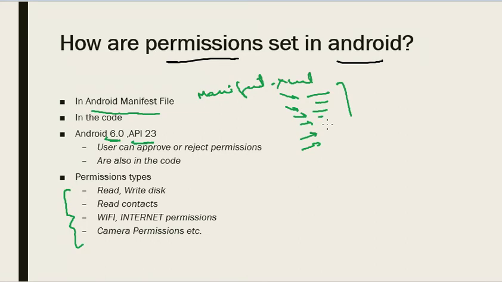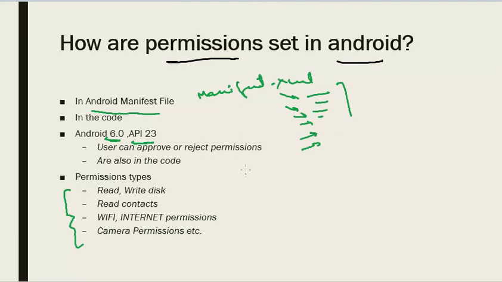So the app will ask the user whether he wants to give this app camera permissions, read and write permissions on the disk, read contacts permissions or Wi-Fi permissions, and the user can select accept or reject. This is actually possible after Android 6.0. Before that, it was just enough to write those permissions in the manifest XML file.